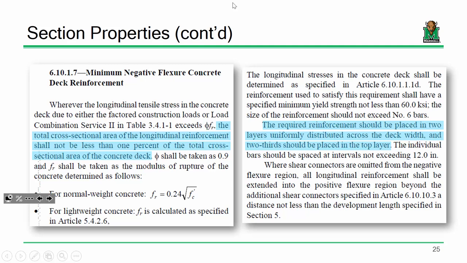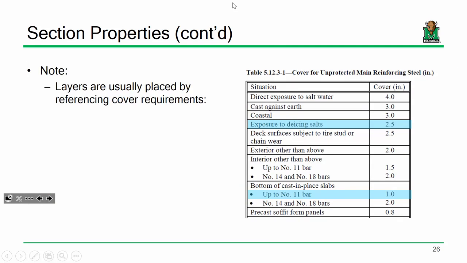We got a nice little shortcut that the code provides. We don't have to take the bridge plans and sit there and count up each little piece of rebar in the effective flange width. All we have to do is take the total area of deck that's in that effective flange width, take 1% of it, and say that's our rebar. Split it up into thirds. We take 2/3, place it on the top, 1/3, place it on the bottom, and that's it.